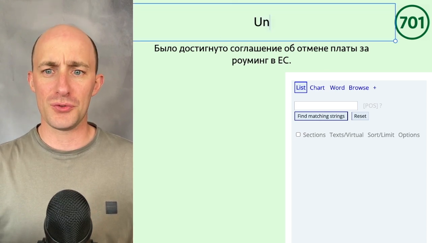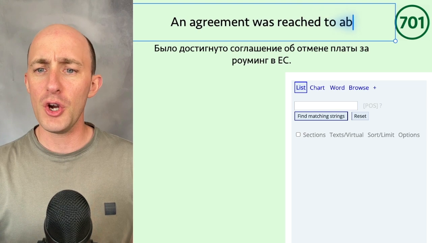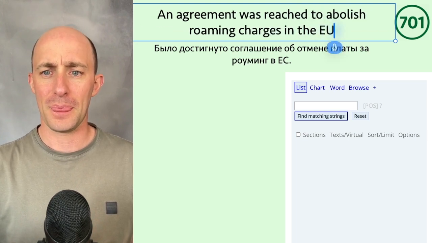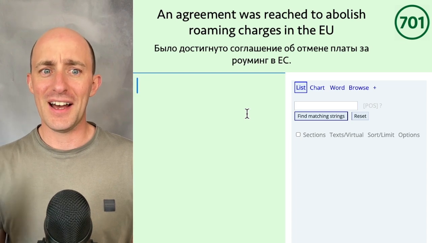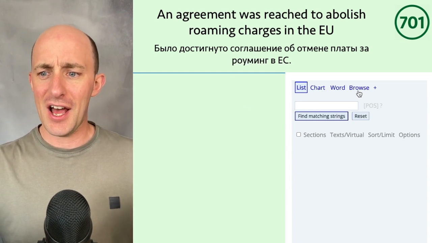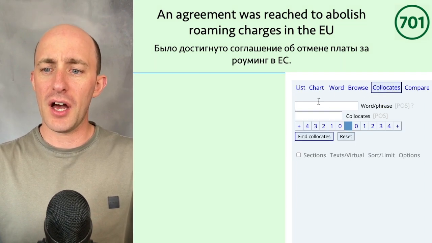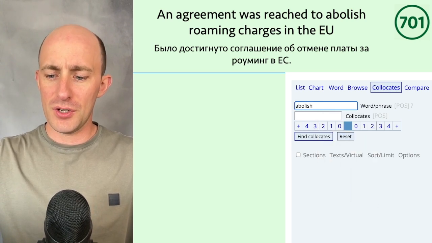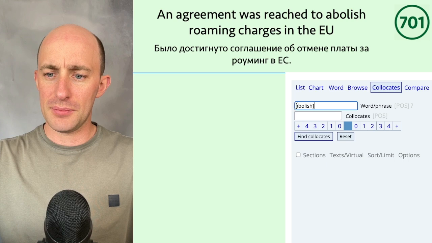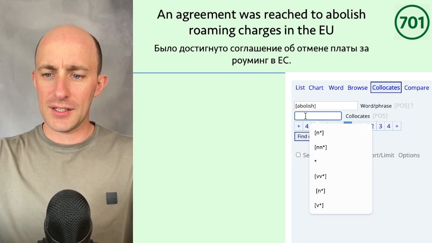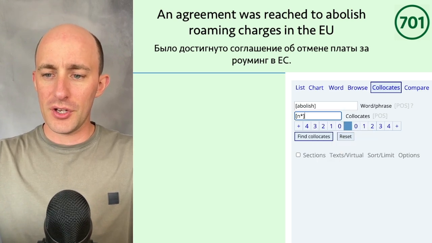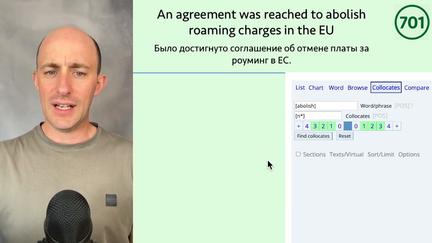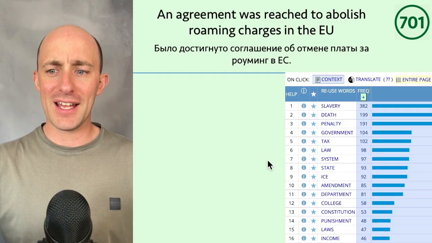An agreement was reached to abolish roaming charges in the EU. Abolish. Now, let's look at some other abolish phrases to get an idea of when this word is used. We need to put it in brackets so that we get all the forms of the verb. We need to add a noun, and let's have 3 before and 3 after and see what we get.